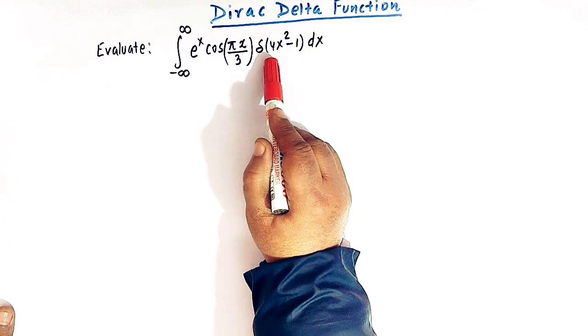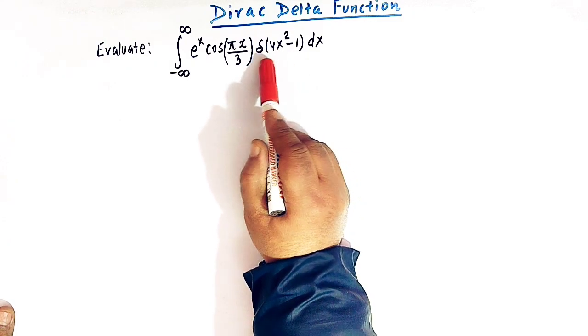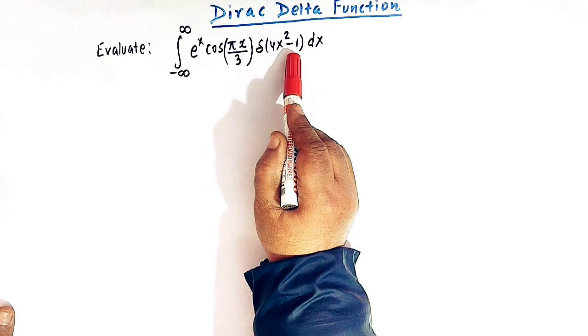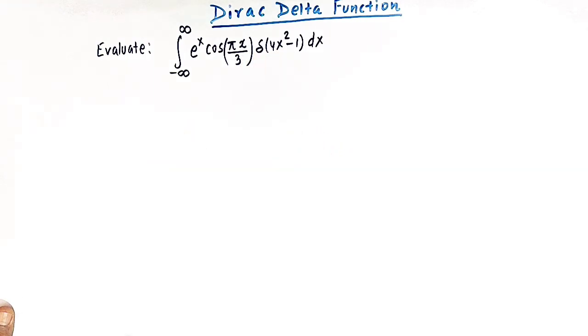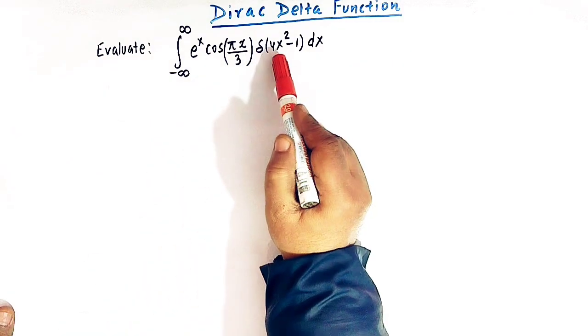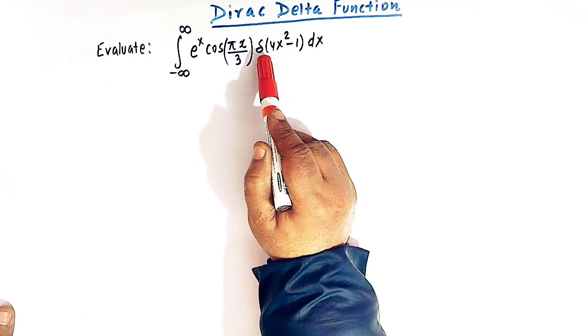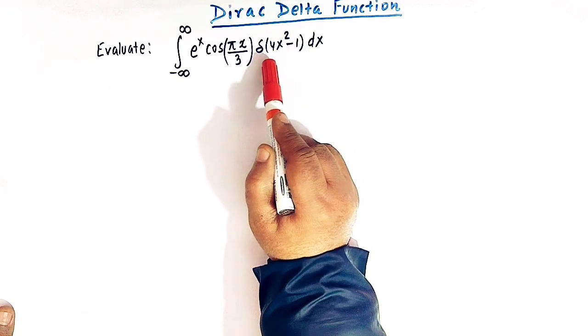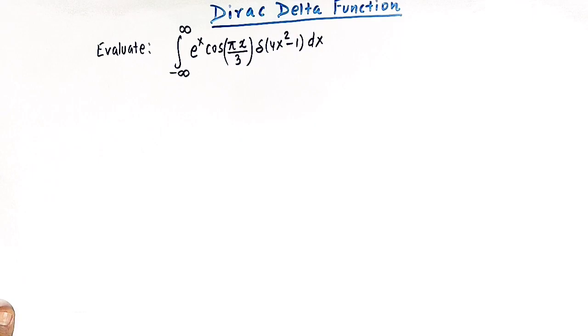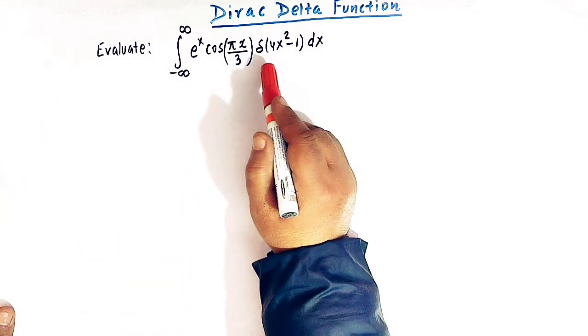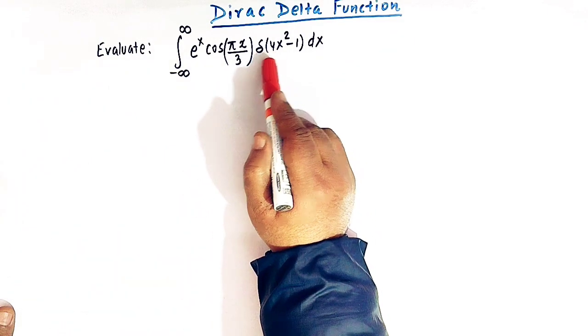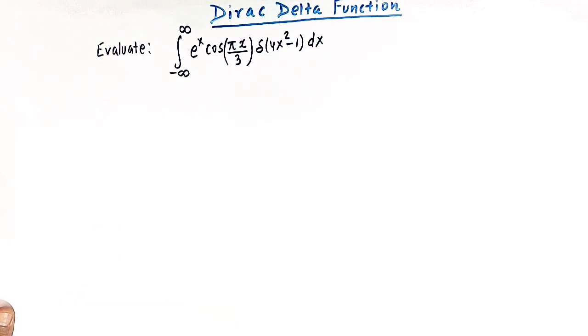So here we see that we have a quadratic function inside this delta function, right? Or in other words, we have the Dirac delta function whose argument is a quadratic polynomial. So we'll see how we can solve these kinds of integrals in which we have a function as the argument of the Dirac delta function, right? So let us start.